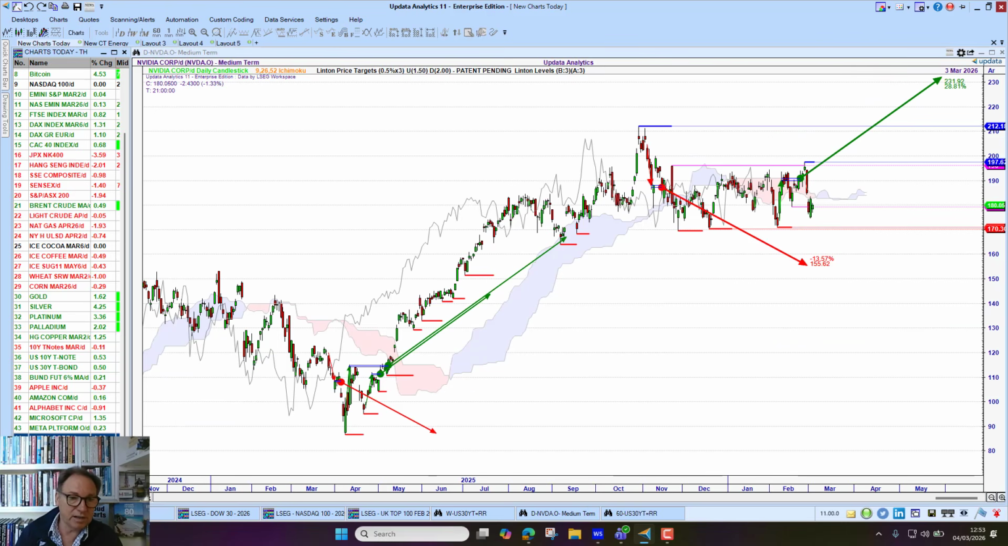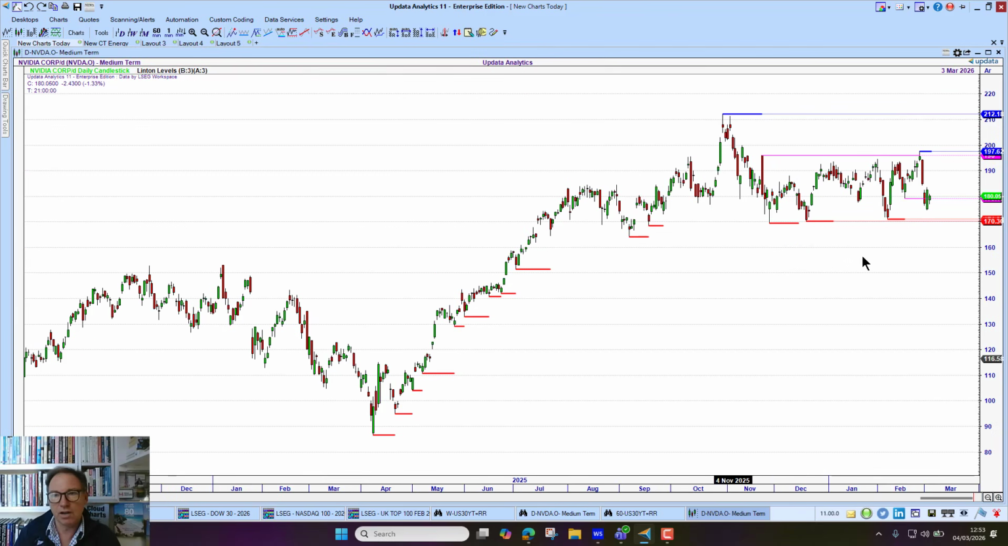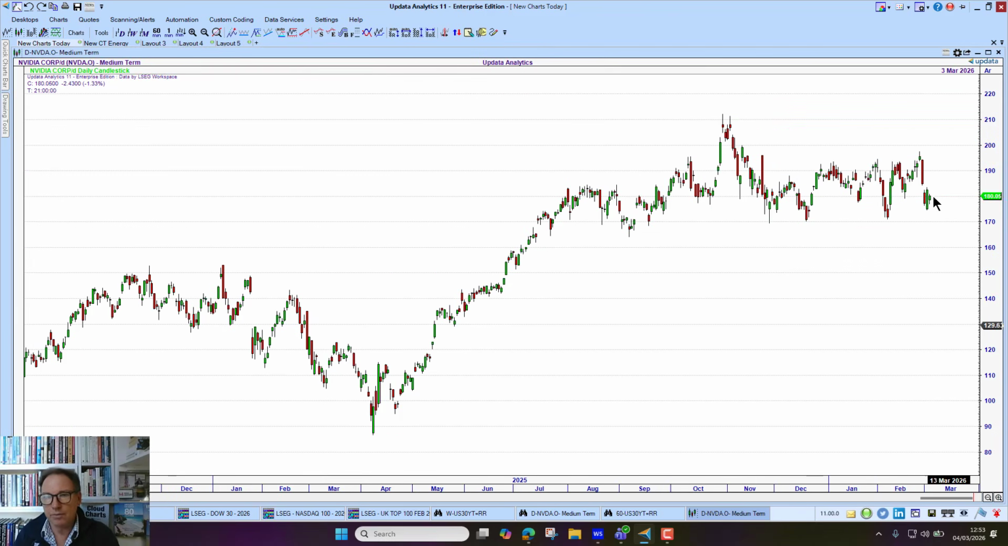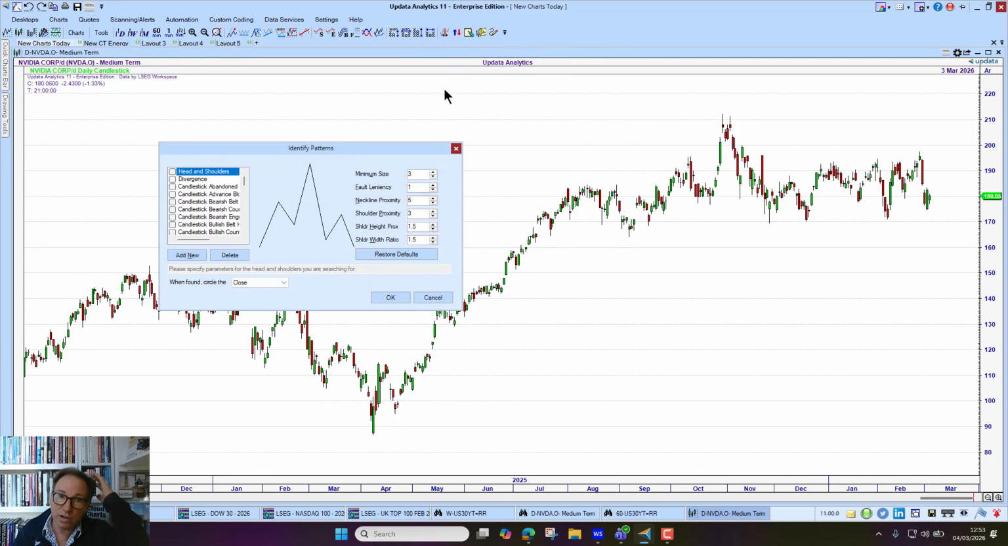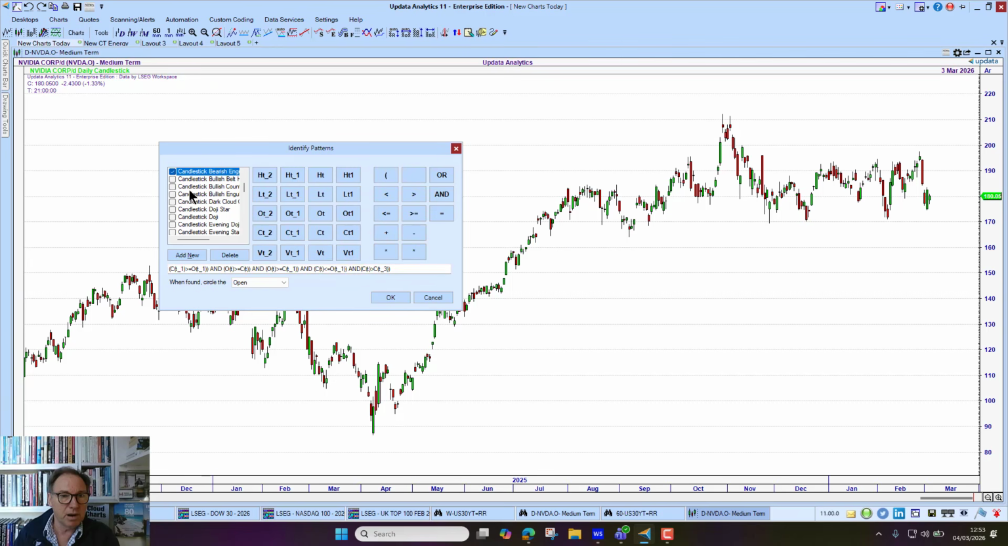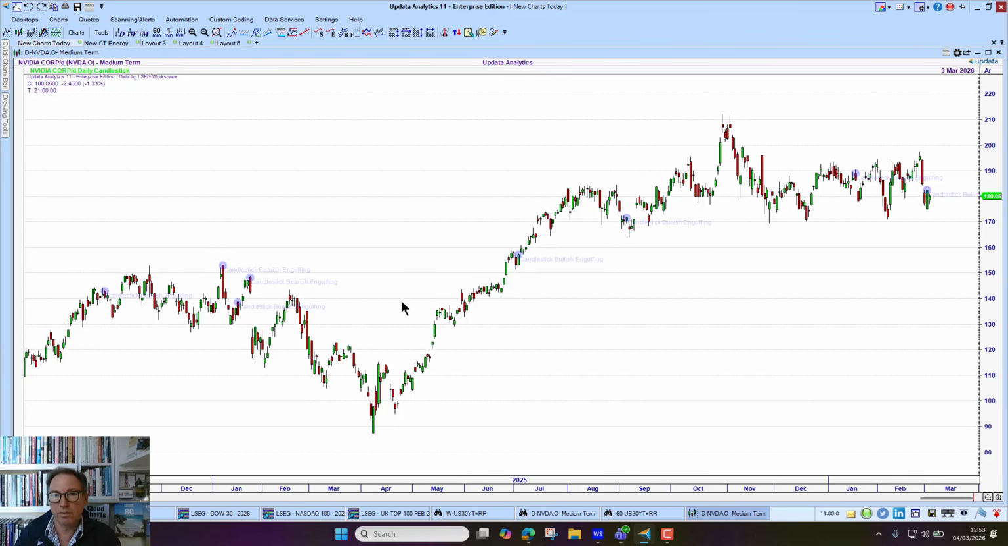Interestingly, on NVIDIA, there's actually a bullish engulfing candle there. You can see that candle is engulfing, and you can actually search for these in Updata. It's not too difficult. You can just go for bearish engulfing and bullish engulfing, and you can see how well they've worked in the past. So this has just marked all the candles on, and you can see the bearish engulfing ones have worked really, really well. The bullish engulfing, not so well.